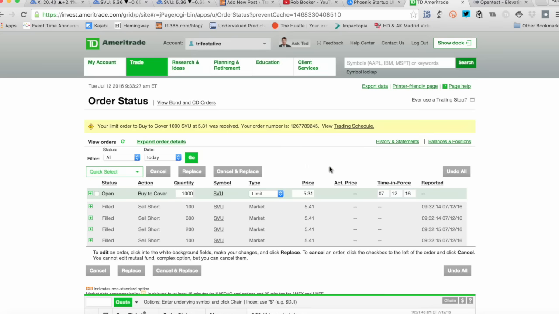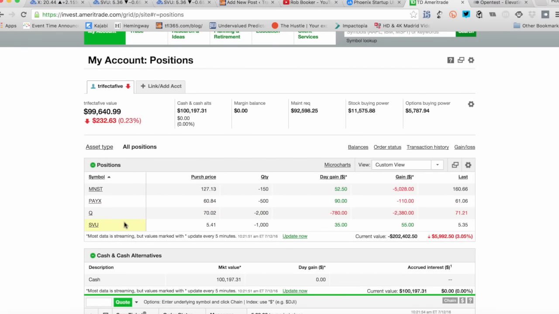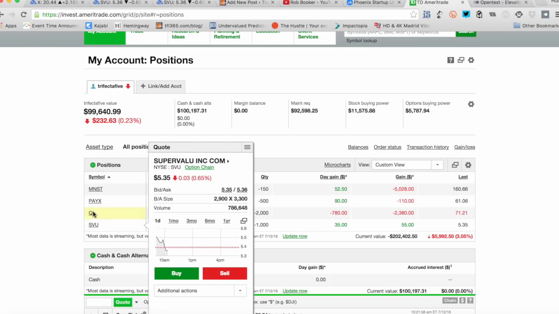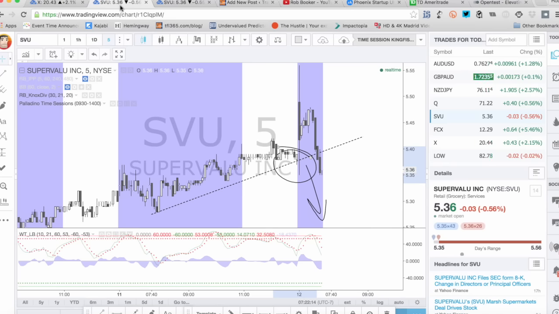So here are my trades as of right now. I've got basically a ton of stuff open. I'm in SVU, that's looking good. I'm in Q, which, I know it looks terrible, but it's looking better today. That's going in the correct direction now. PayX is going in the correct direction. Even Monster is going in the correct direction. Everything is kind of coming back around for me, and that's how we're doing right now and why I took that trade on Super Value.